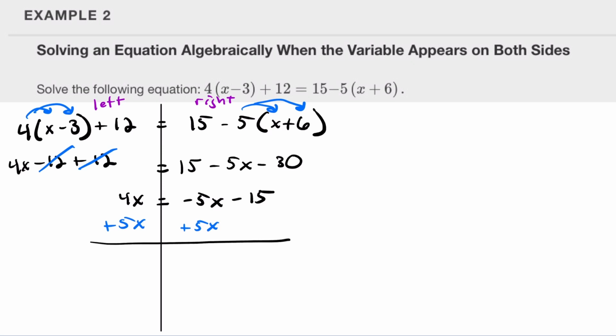Okay. A number plus its opposite adds to 0. 5x plus 4x, that's going to be a 9x, equals negative 15. The inverse of multiplication is division, so we can divide both sides by 9. x equals negative 5 over 3.